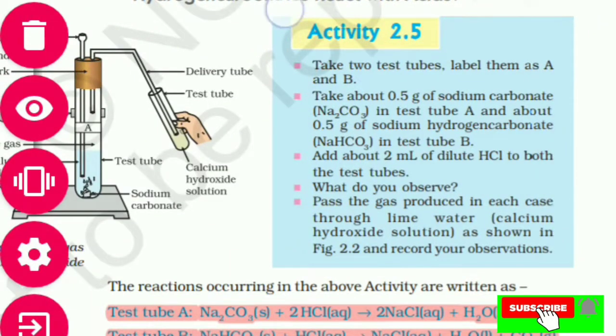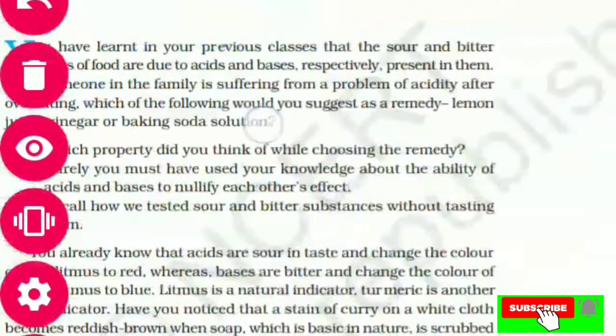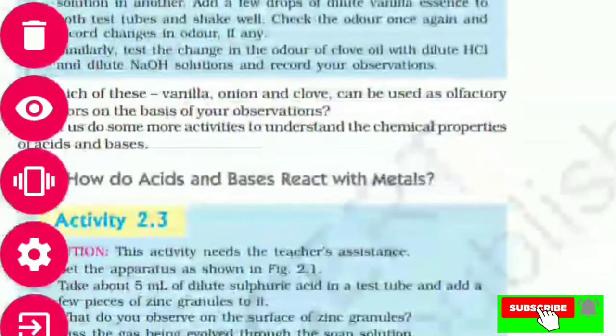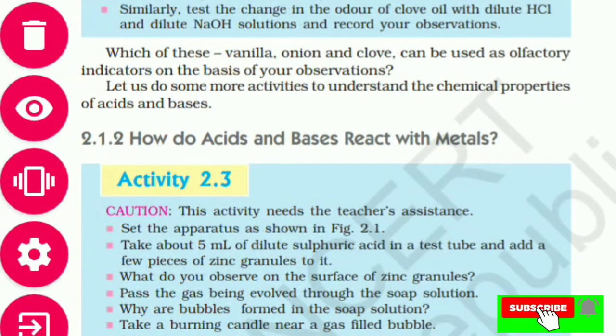In this chapter you will study acids, bases and salts: how the acid and base react to form salt. Then how acids and bases react with metals. What are metals? Metals are silver, copper, iron, aluminum. These all are metals.